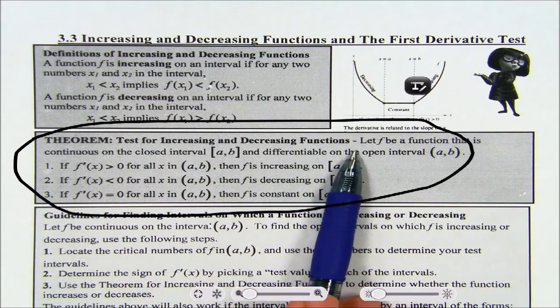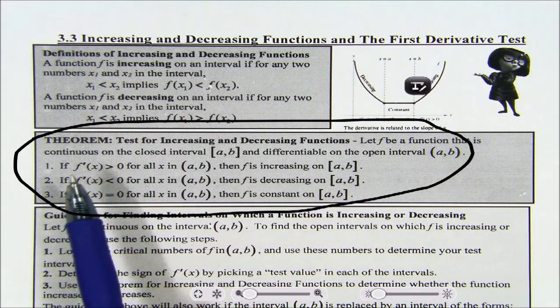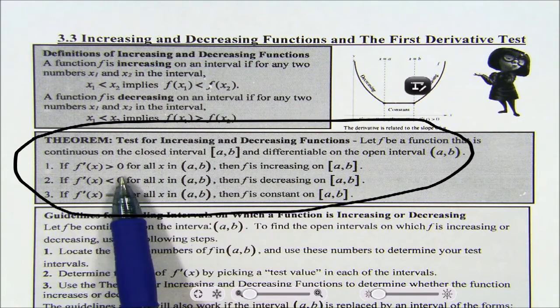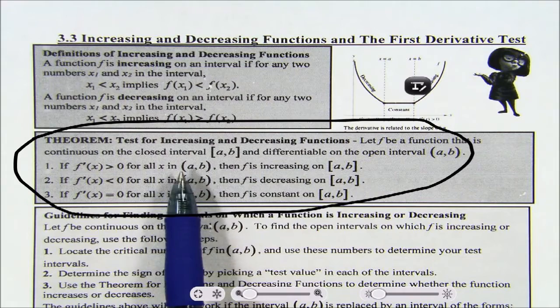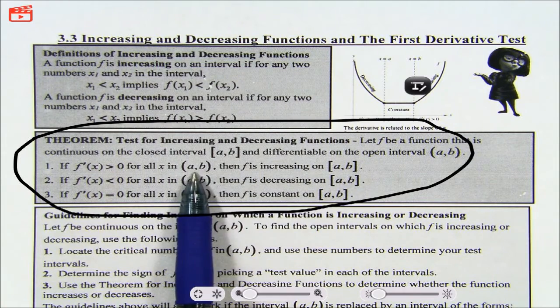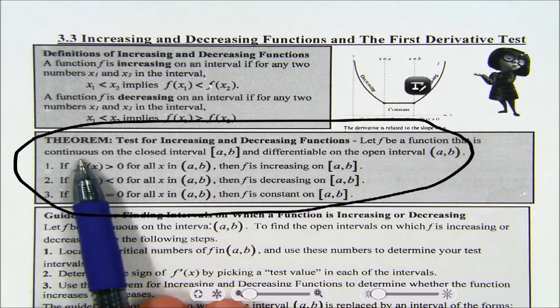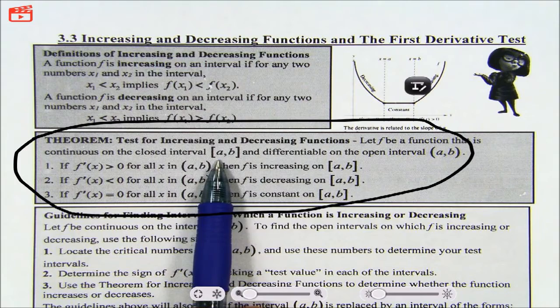So we're looking at this theorem right here. Test for increasing and decreasing. So this is when you use the derivative. And if it's positive for all values in that open interval, then it's increasing on that closed interval. Be careful, that function does have to be continuous on that closed interval.